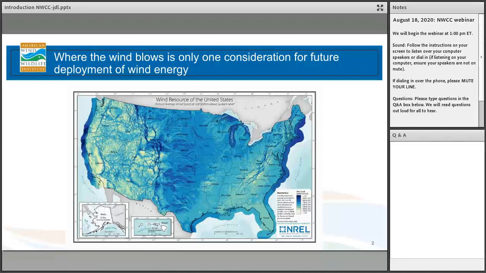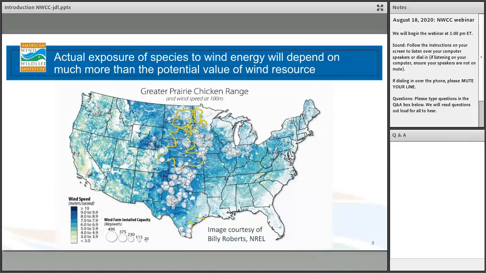We have a whole bunch of constraints on where we can place new generation and transmission infrastructure. We have other physical factors, we have social, economic, political, and ecological values, and all of these things inform the decisions we make about land use, and that includes, of course, energy development.